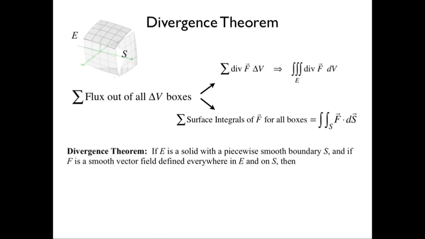So the divergence theorem. So we've got it. Divergence theorem. So these are both two different ways of calculating the sum of all the flux out of all the boxes. Either do it all by the rate of change, sum them all up by rate of change times delta V, or just do the surface integral of F around the outside. So if E is a solid with a piecewise smooth boundary S, and if F is a smooth vector field everywhere in E on S, then those two are equal because they're both the total flux across E.